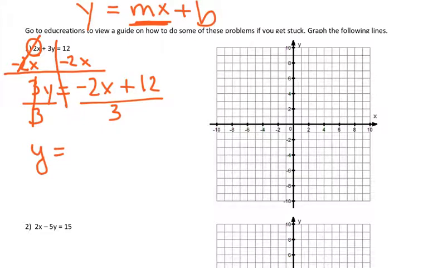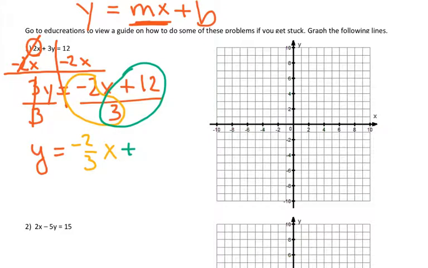Now, on the right-hand side, I'm going to show you that we have mx, so it's negative 2/3 x. And we also have our b here, 12 over 3. Well, I'm going to simplify that. 12 over 3 is 4. So now I have my slope, which is negative 2/3, and my y-intercept, which is 4. Now it's a very easy equation to graph.